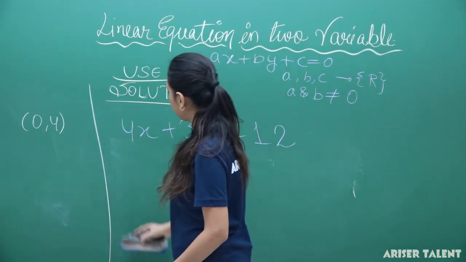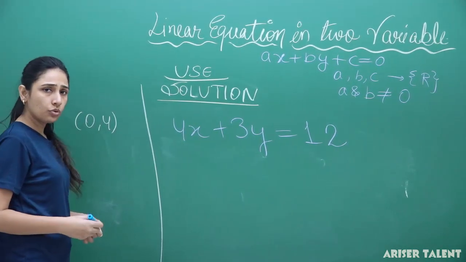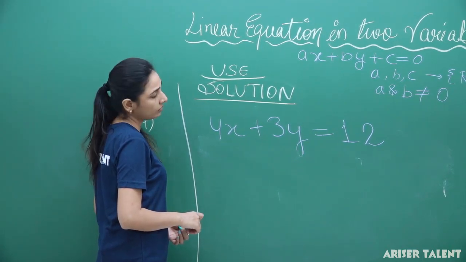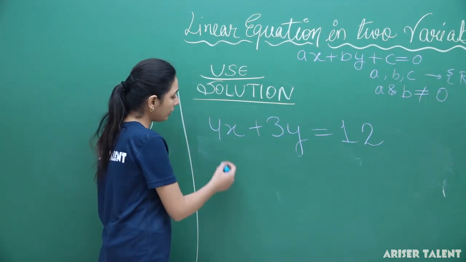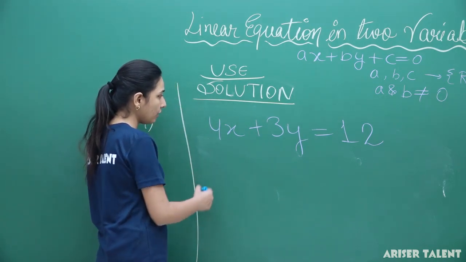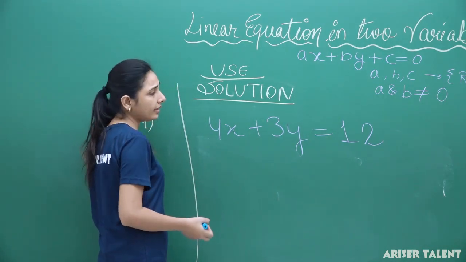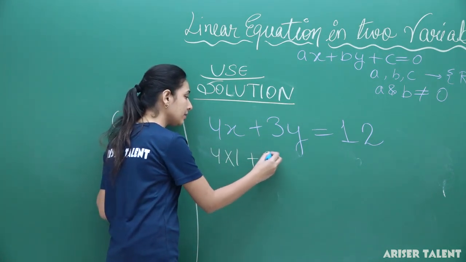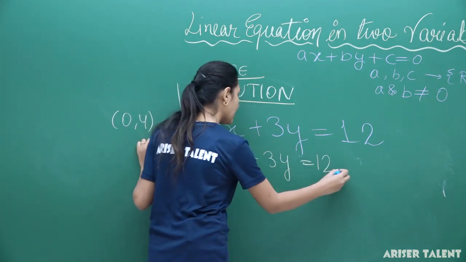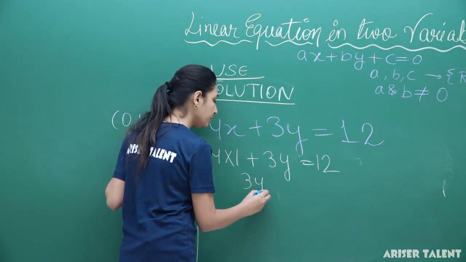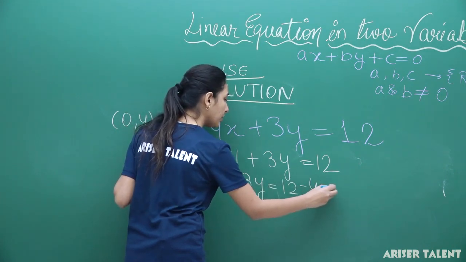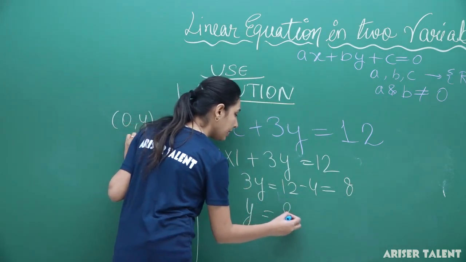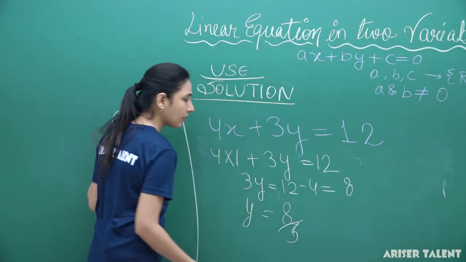Now, let us put another value. You can put x equals 2 also, or 1 also. Next, let us say x equals 1. So 4 multiplied by 1 plus 3y equals 12, that means 3y equals 12 minus 4 equals 8. So y equals 8 by 3.